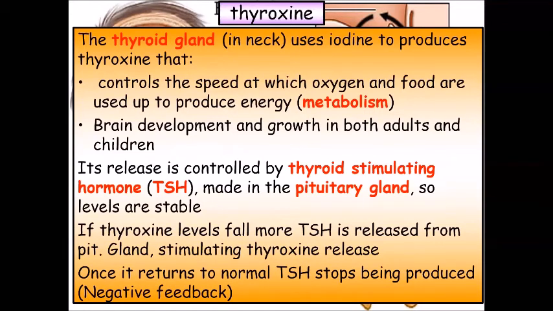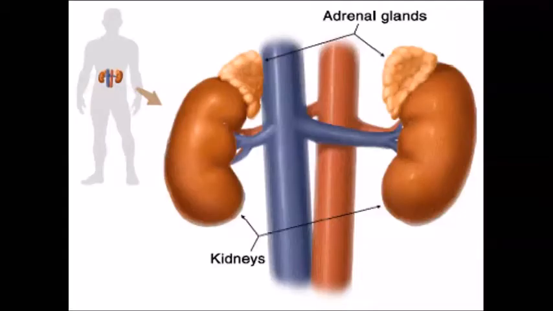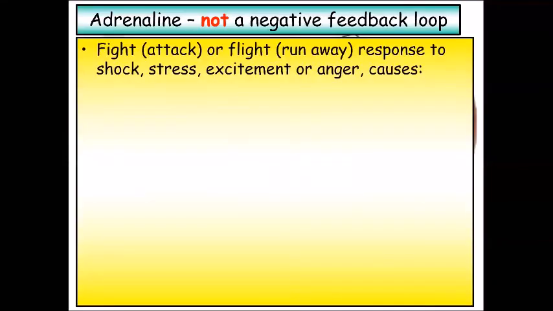The other hormone that's part of this system but is not a negative feedback hormone is adrenaline. Adrenaline is our fight or flight response. It allows us to deal with shock and anger situations, to either attack whatever it is or run away from it. And it has lots of effects. None of these are actually negative feedback. They are just stimulating effects, but it's part of the control mechanism. So it falls into that category.